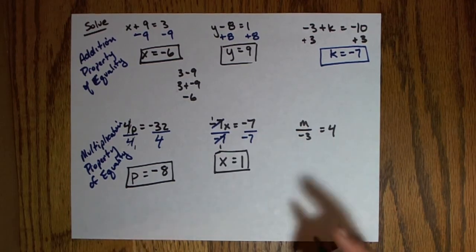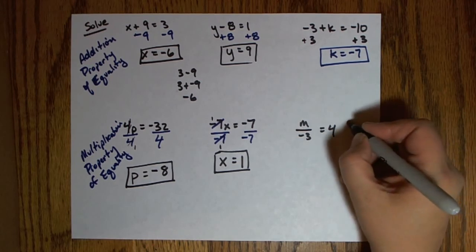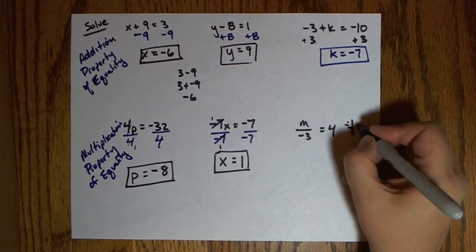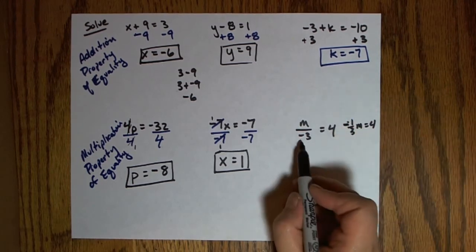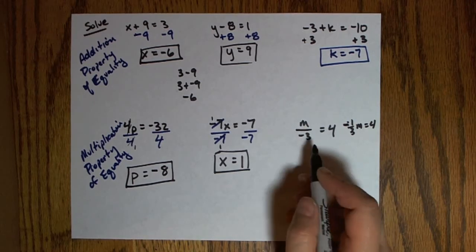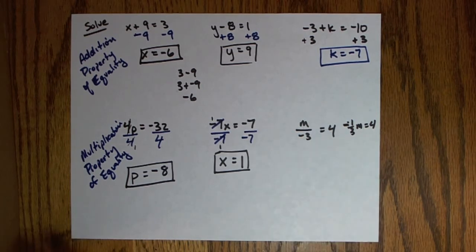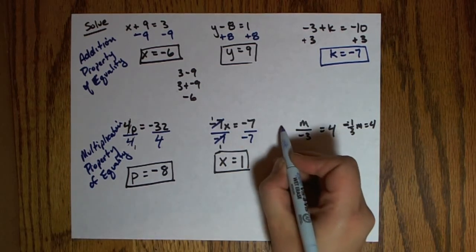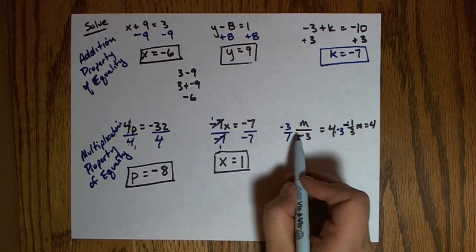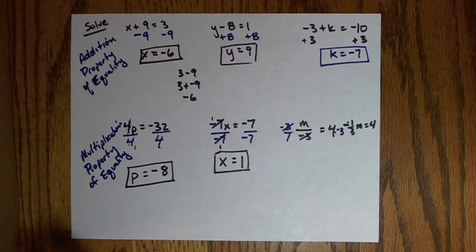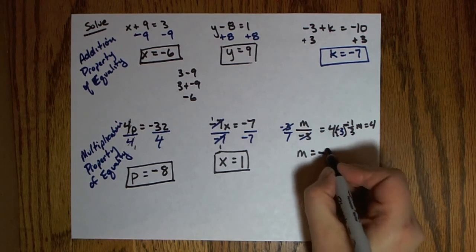The final problem has m divided by negative 3 equals 4. And remember, that's the same thing as saying negative 1/3 times m equals 4. Because negative 1/3 times m is the same as m divided by negative 3. So in this case, I want to get rid of this division by negative 3. And the opposite of that would be to multiply both sides by negative 3. On the left-hand side, I could put that over 1 to see clearly that was canceling. And I have m, and here I have 4 times a negative 3, which is negative 12.